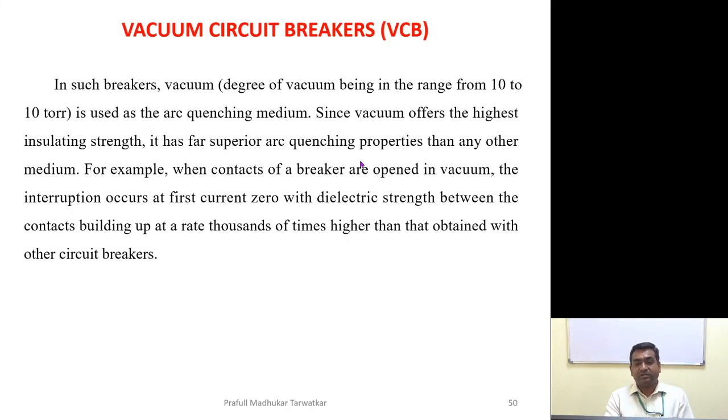Next is a vacuum circuit breaker. Now here vacuum is used as an arc quenching medium. It offers the highest insulating strength, so it is always used in circuit breakers. These types of circuit breakers are basically seen in the electrical locomotives in railways. At the top you might have seen these air circuit breakers and vacuum circuit breakers.